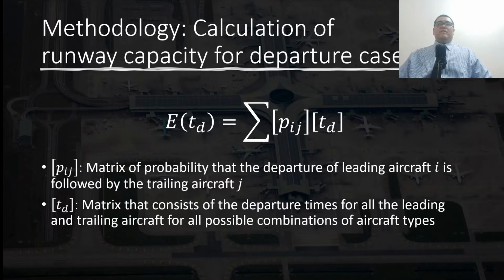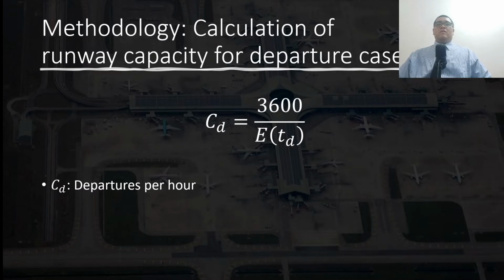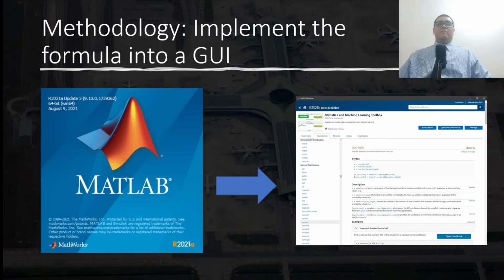We only need two matrices. First is a matrix Pij, which is a matrix of probability that the departure of the leading aircraft I is followed by the trailing aircraft J, and matrix Td, which consists of the departure times of all the leading and trailing aircraft for all possible combinations for the aircraft types. Once again, we divide 3600 over that and we get departures per hour.